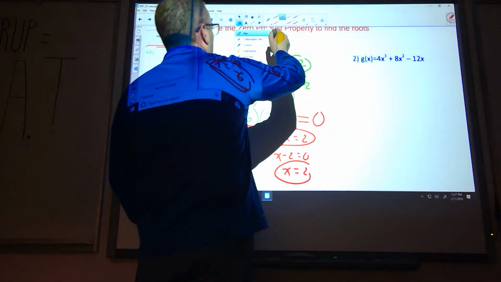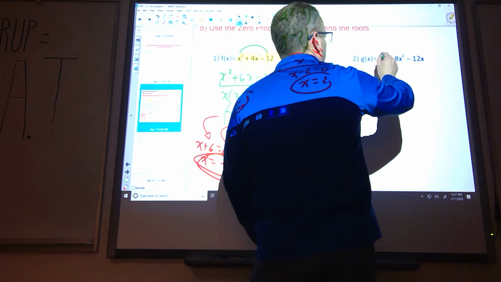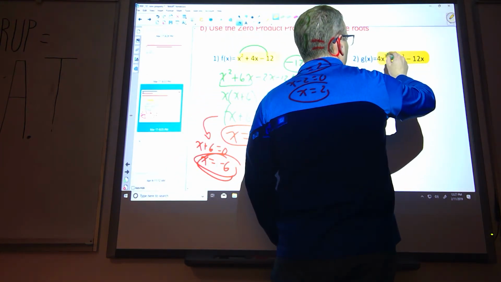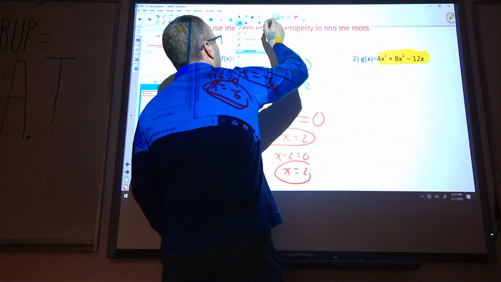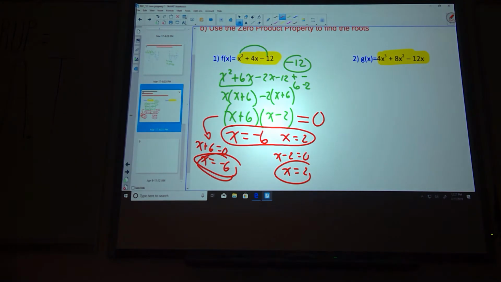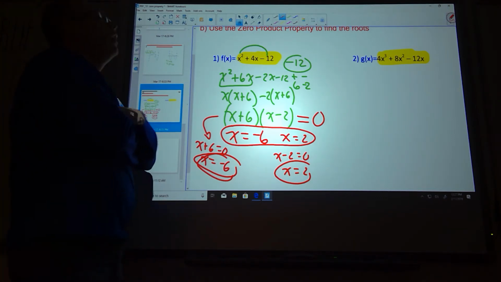So I'm just going to look at this portion right here. Is that okay? So if I look at that part right there, does it look like I have a greatest common factor? Like, can I factor a number and a letter out of everything, or just a letter, or just a number? What do you think? Both. Both. What do you think I can factor out number-wise? I can factor out 4 and x.